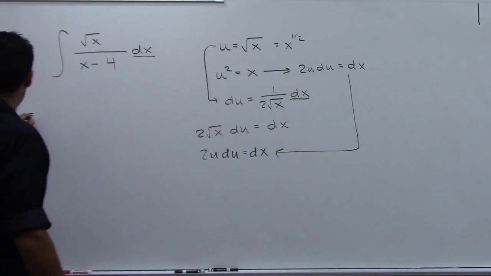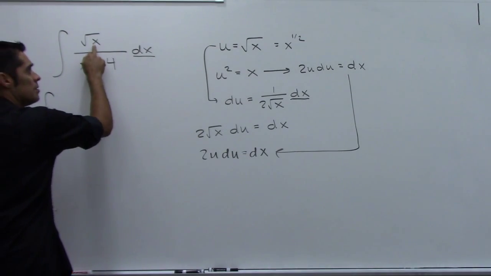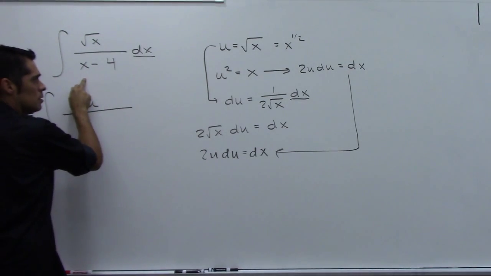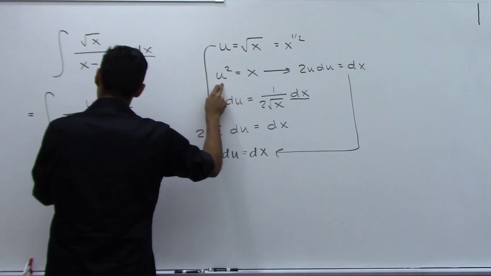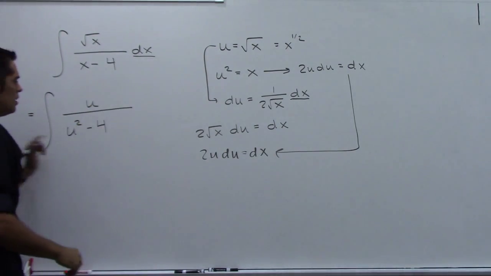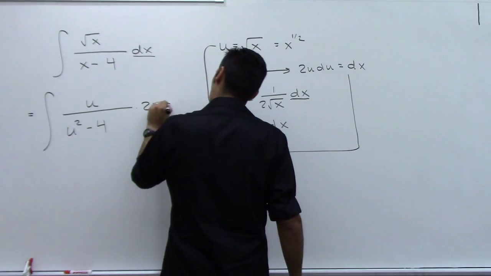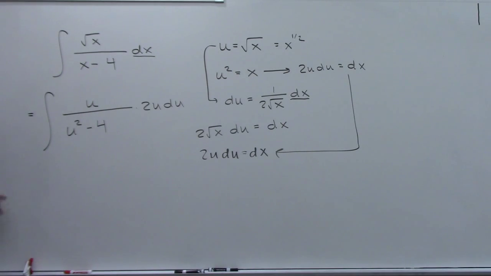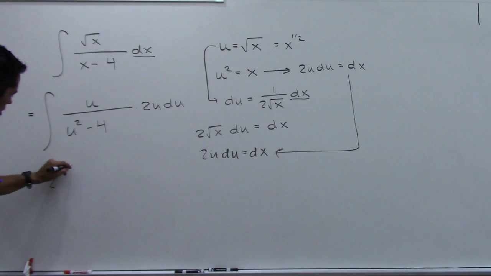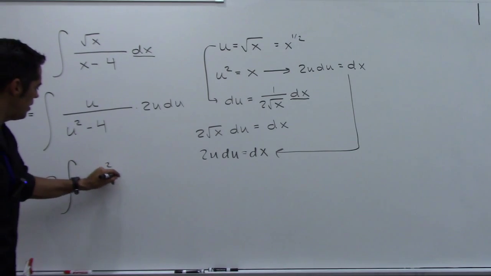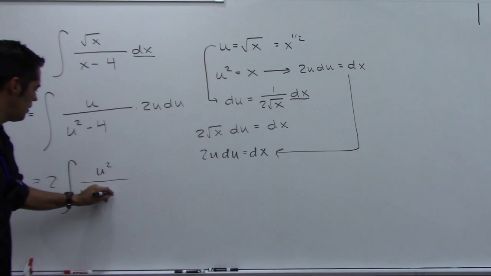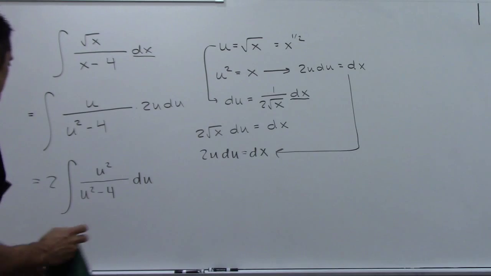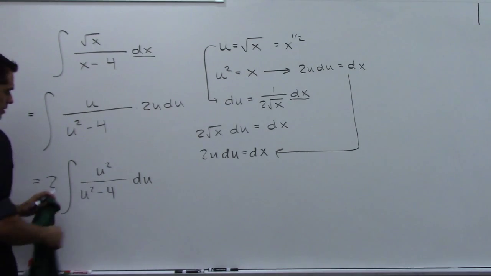Okay, so let's rewrite the integral. We have integral square root of x is going to be u over x, which was u squared minus 4, and then dx, which was 2u du. And then if we multiply the 2u on top here and pull the 2 out, we have a 2 integral u squared over u squared minus 4 du. And we can't do anything simple with that because, well, you can't split it up into two fractions, and so we're stuck.